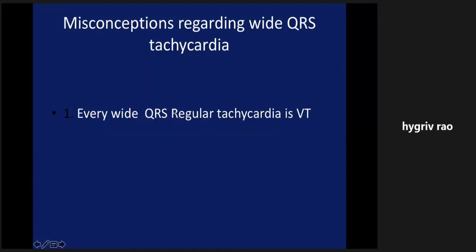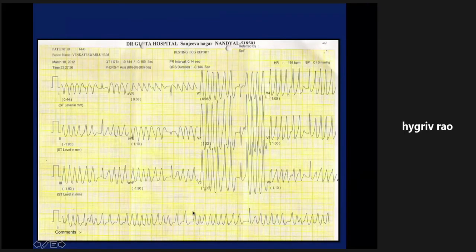Now, there are some misconceptions about wide QRS tachycardia, which I want to remove. One thing is, I told you the commonest cause of wide QRS tachycardia is VT. But having said that, can we say that every wide QRS tachycardia is VT? No.